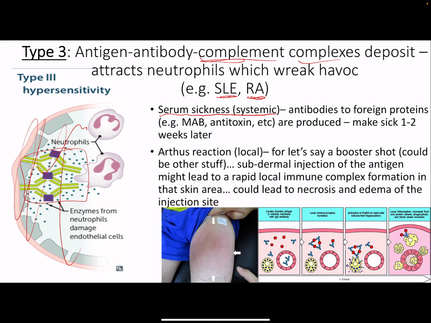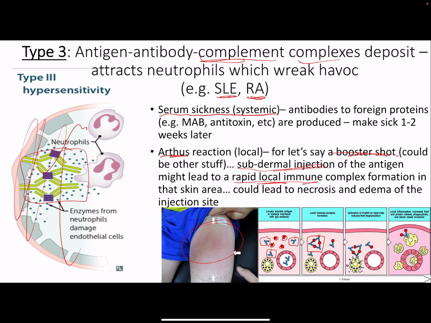On the other hand, we have something called the Arthus reaction. This one might be if I'm getting a booster shot, meaning I've already had a couple before. There's a subdermal injection, and rather than being systemic, it's a rapid local immune response. So it's going to specifically just cause inflammation, potentially necrosis and edema at the injection site. So if we're looking at this here, I have preformed antibodies. We've injected, maybe this is the booster particles that we're injecting, and I have these antibodies preformed that are pissed off and want to attach to this thing.